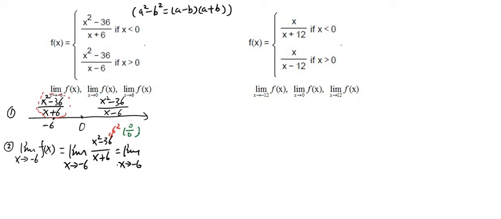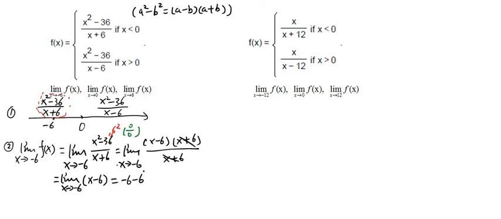x approaches -6. So we have (x minus 6)(x plus 6), and for the denominator, x plus 6. So now we can cancel out. After we cancel out, we have, we'll write down here, x approaches -6, x minus 6. Okay, now we can plug in. -6 minus 6 equals -12. Okay, -12.